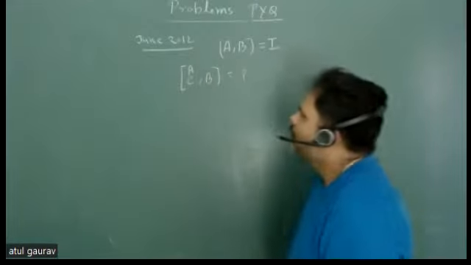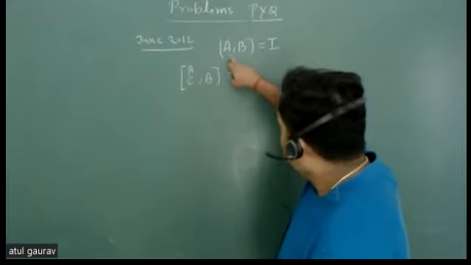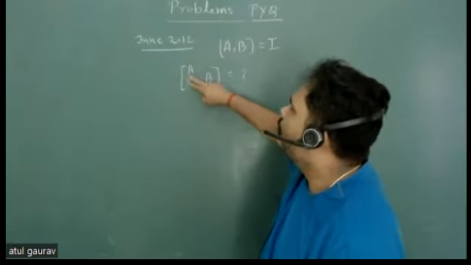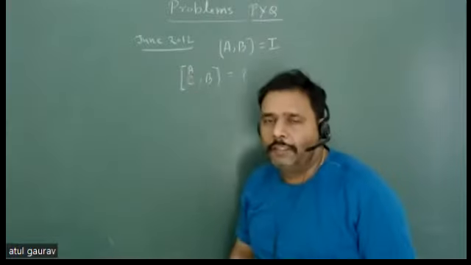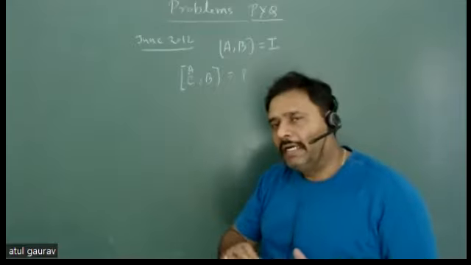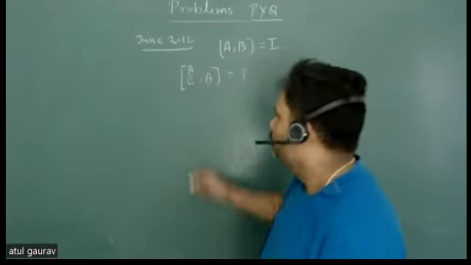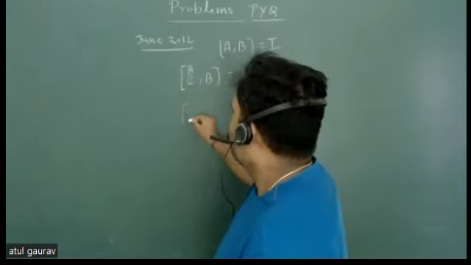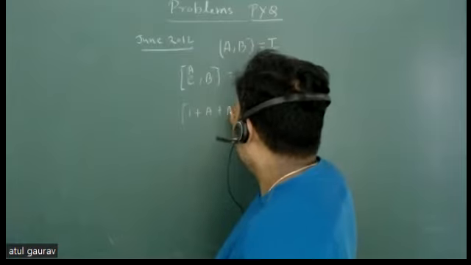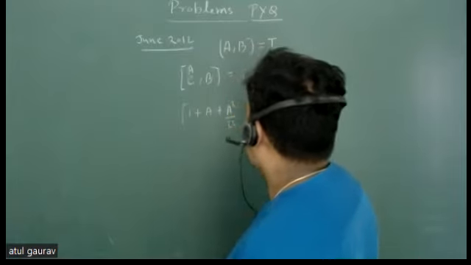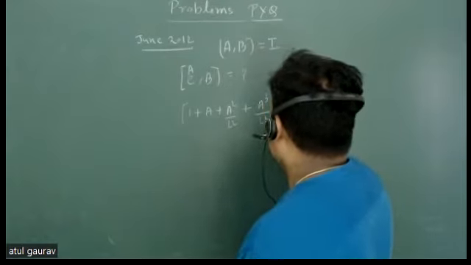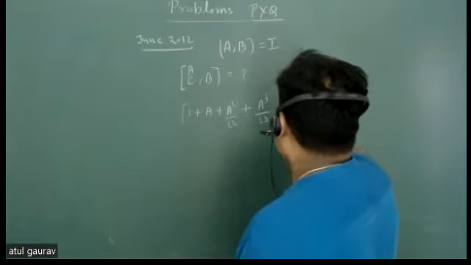In this type of problem, since we know the relationship between A and B, we first do the Taylor expansion of e to the power A, and then we use the different relationships between the commutations. So let's go for it. e to the power A will be 1 plus A plus A squared by factorial 2 plus A cubed by factorial 3, and similarly you can go for B.